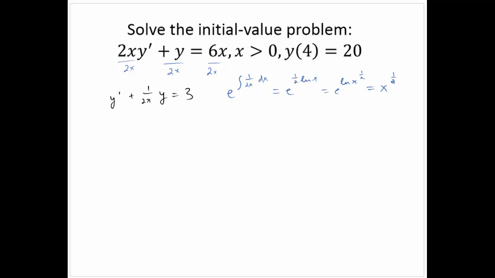So I would then have square root of x times y prime plus square root of x times 1 over 2x. That would be square root of x over 2 y is equal to 3 root x. Now, hold on. I forgot the x here. There should be a 2x. When we reduce here between the root x over the x, that would leave a root x in the denominator.